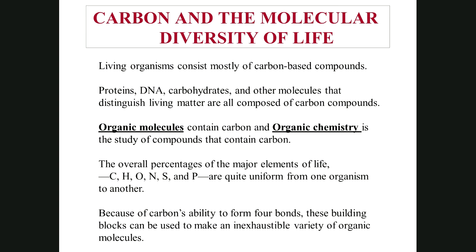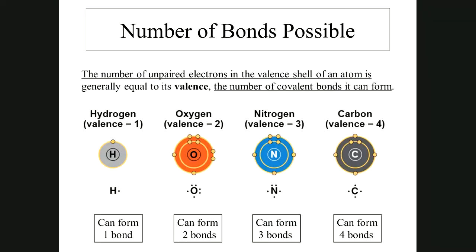Because of carbon's ability to form four bonds, these building blocks can be used to make an inexhaustible variety of organic molecules. Forming four bonds, yes, they can make linear, can make branched, can make circular, like ring shapes, ball shapes. So it's a very good molecule. Has a lot of uses. Number of bonds possible, we talked about that in the chemistry chapter.